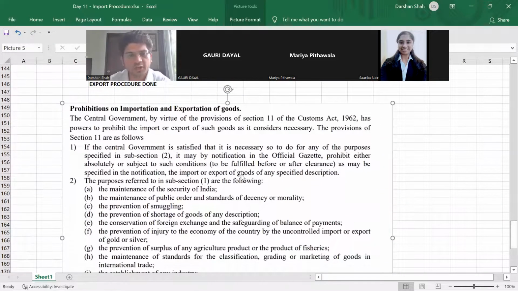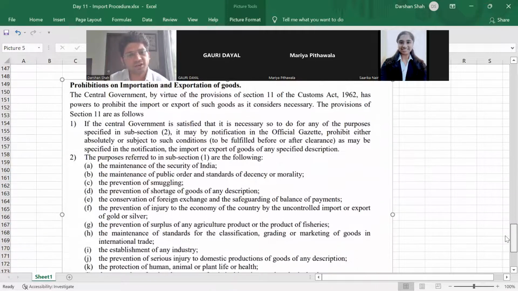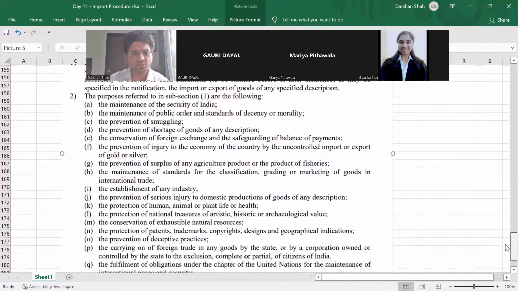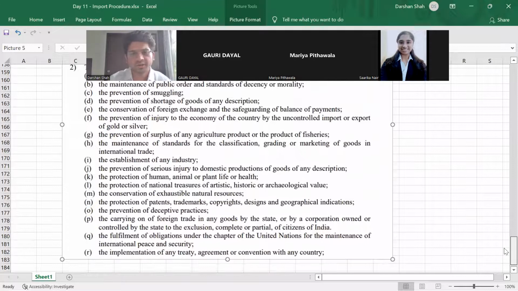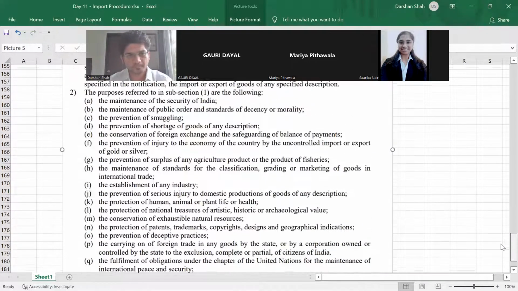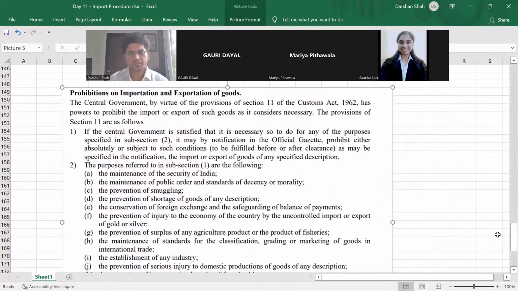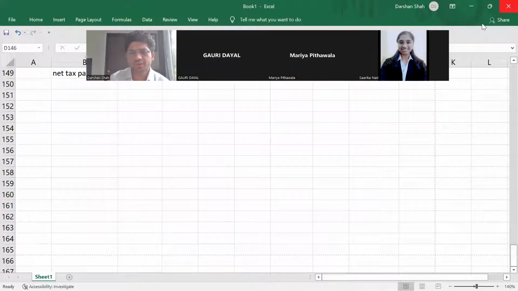This might be for a theoretical question. Explain why Government of India under Section 11 of Customs Act might prohibit imports or exportation of goods. So you will have to by default learn this list. There is no explanation to it. It is a list given by the government. You have to just mug up this list. So those two things you will have to just learn it.